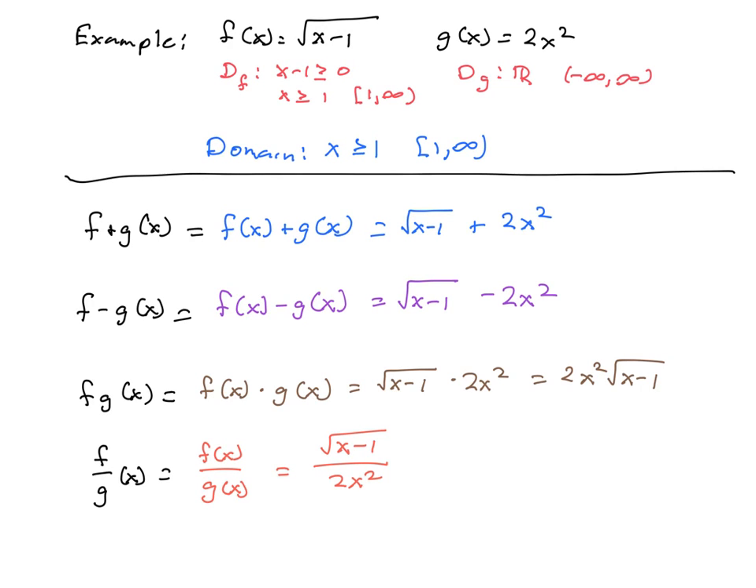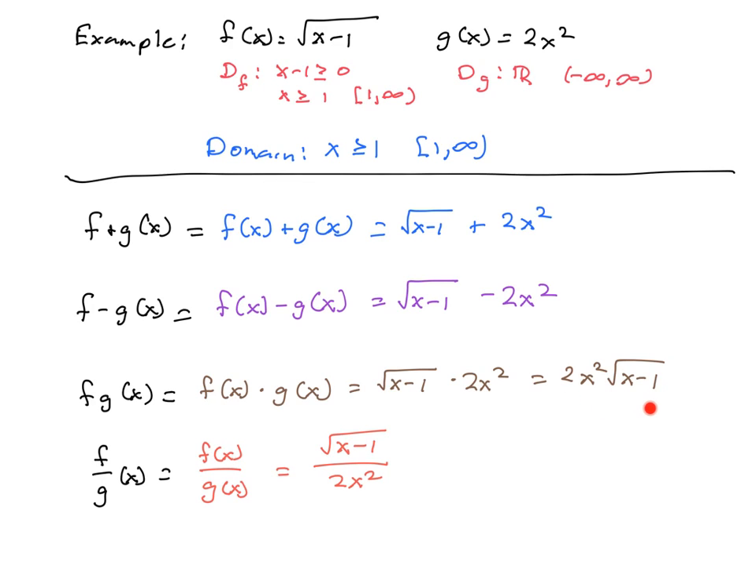Welcome back. So in this case, I've added in all the pieces that I came up with, and hopefully it matches yours. The difference, f minus g of x, is f of x minus g of x. So that's going to be the square root of x minus 1 minus 2x squared. F of x times g of x would be the square root of x minus 1 times 2x squared. Or you could write it this way, 2x squared times the square root of x minus 1.